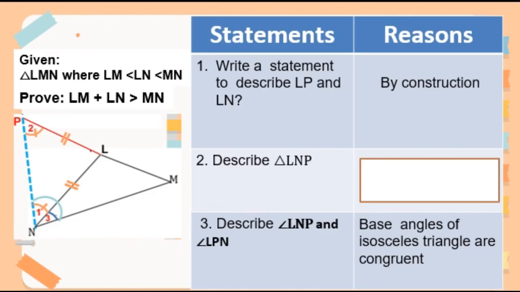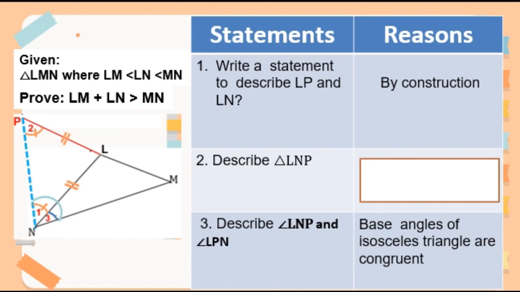Now given triangle LMN where LN is greater than LM but less than MN. Prove that LM plus LN is greater than MN. So here is the two-column proof, and let's fill in the information.